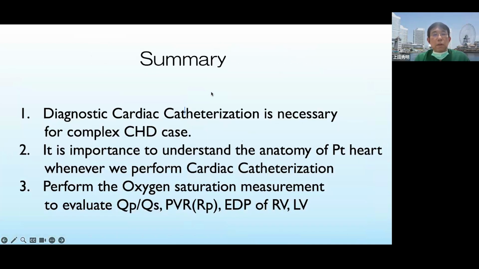So this is the summary of my thoughts. Diagnostic cardiac catheterization is very important and necessary for complex congenital heart disease cases. It's also important to understand the anatomy of the patient's heart whenever we perform cardiac catheterization. And oxygen saturation measurement is performed to evaluate the QpQs and PVR, pulmonary vascular resistance, along with the measurement of the end-diastolic pressures of the RV and LV. Thank you for your attention.